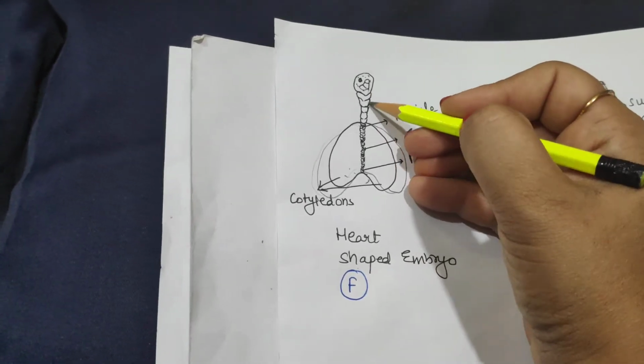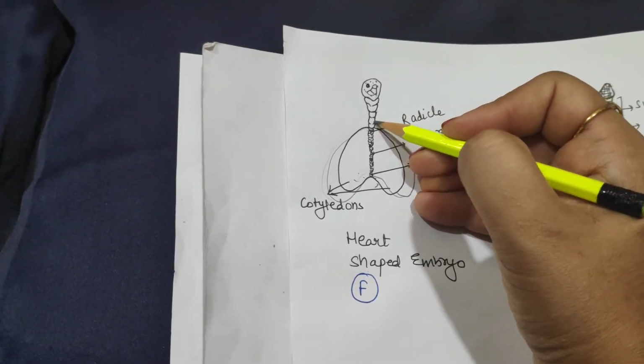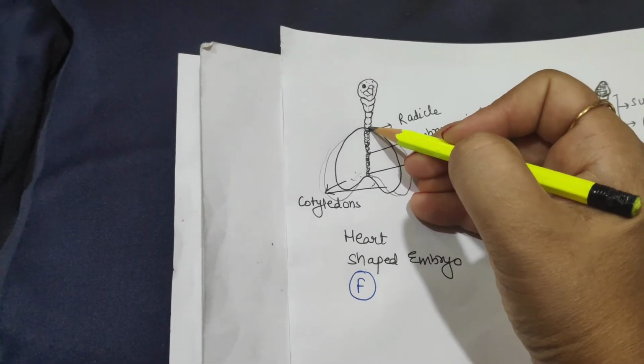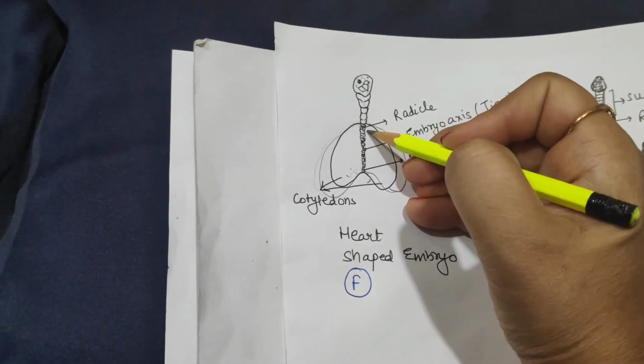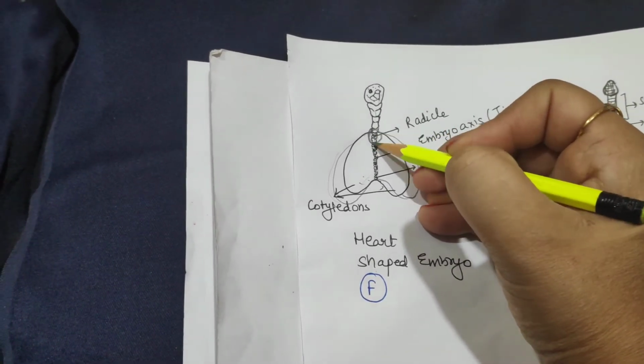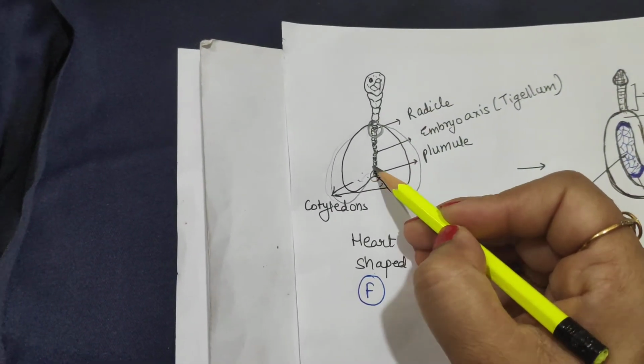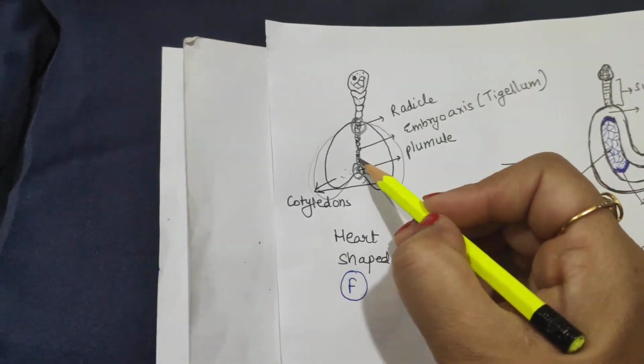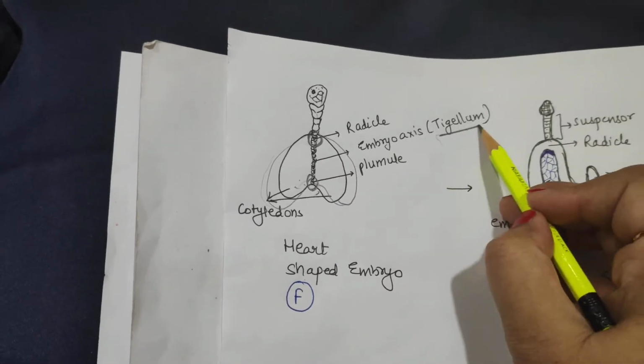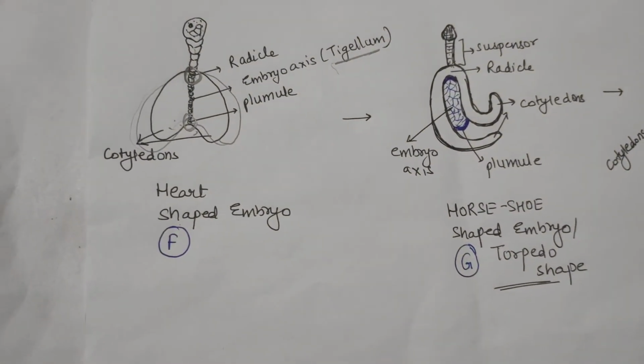The suspensor starts getting reduced from here. Haustoria, these are the cells. This is going to be the hypophyseal cell. And now from here you can see the radicle formation. This is going to be the plumule formation, and this is the embryonal axis. The embryonal axis is also called tigellum.